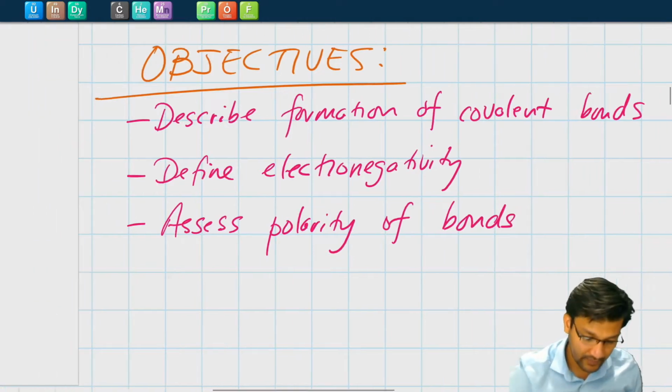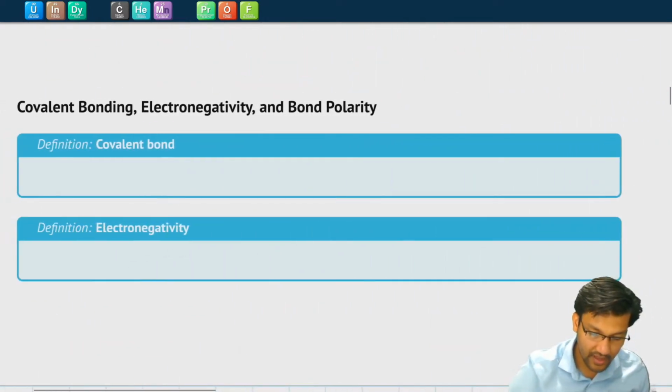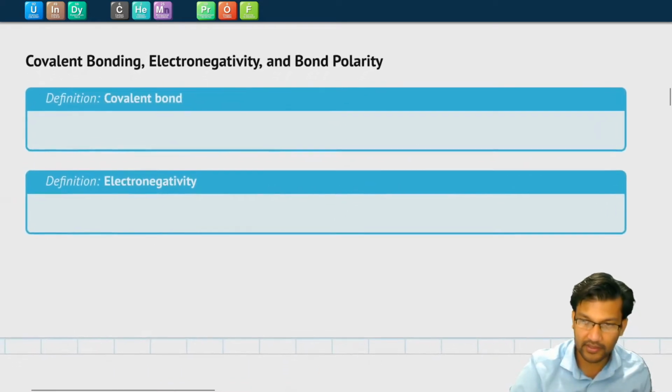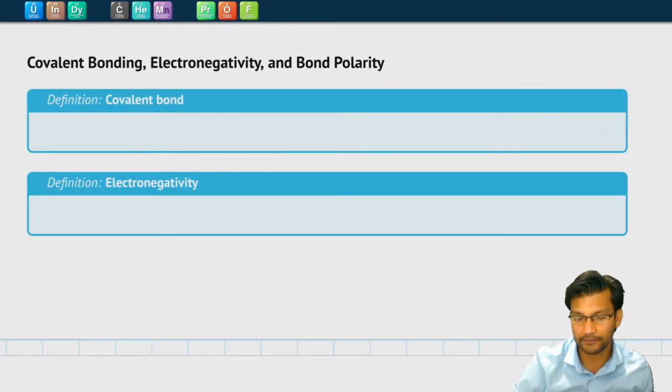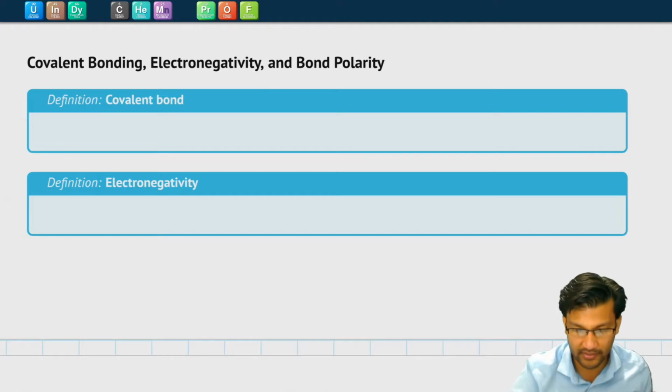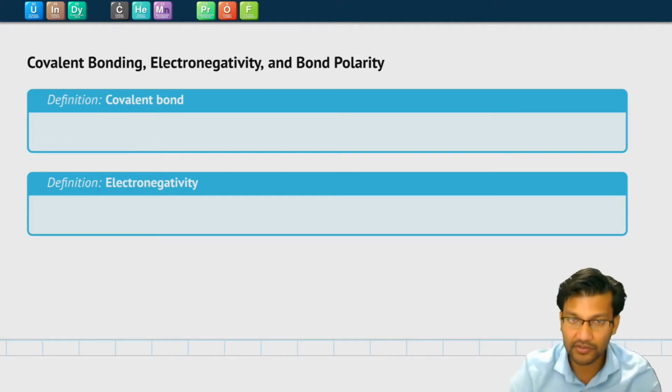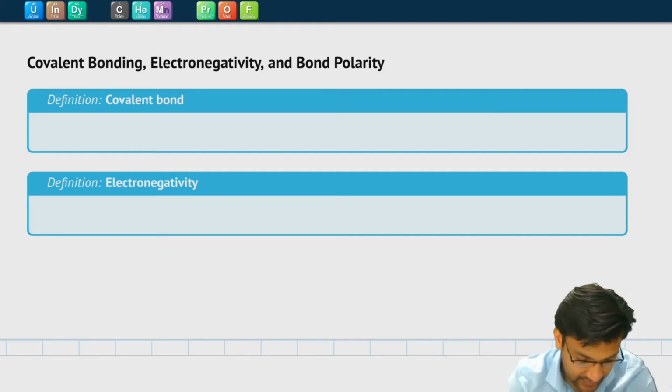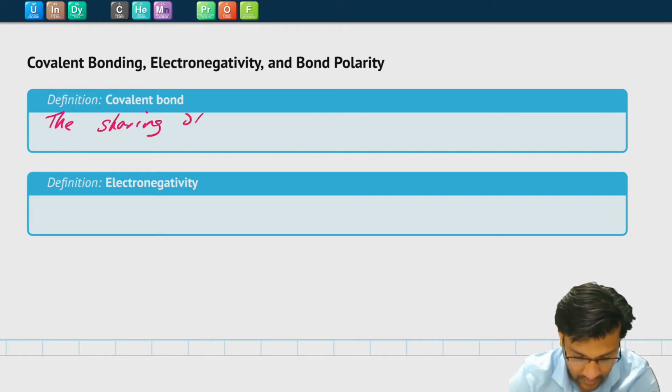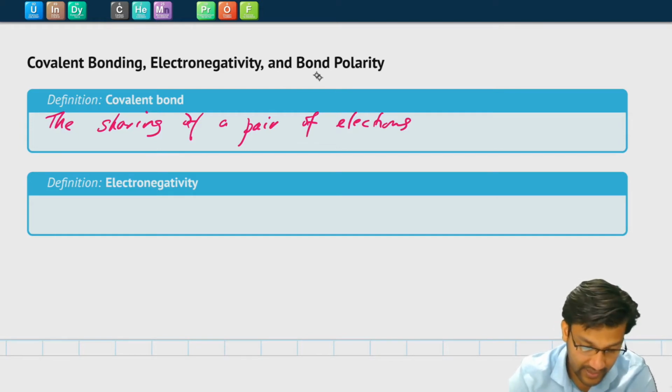Let's get started. Earlier we talked about how a covalent bond is the idea where atoms share electrons. It's usually bonding between two nonmetals. So let's write that as a definition. A covalent bond is simply the sharing of a pair of electrons. And usually this happens between nonmetals, but we'll get to that in a bit.